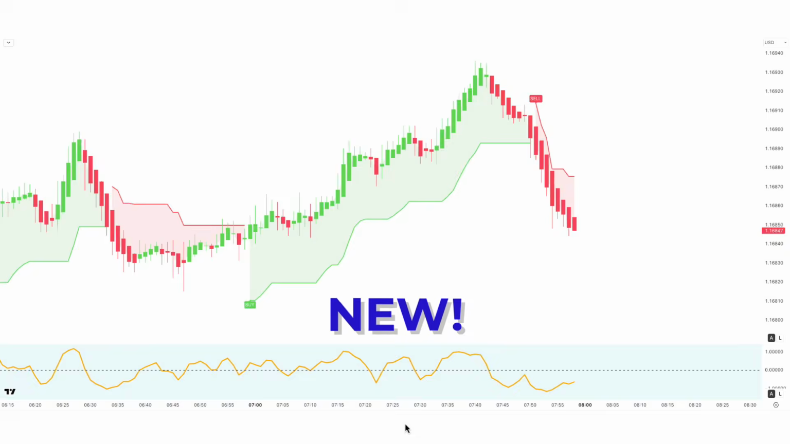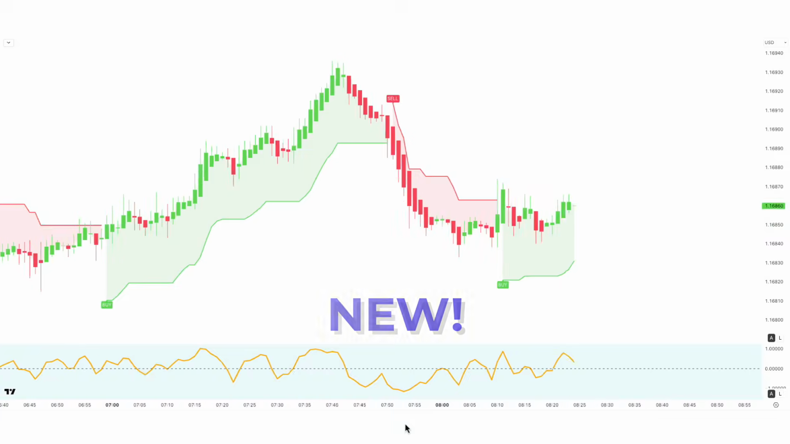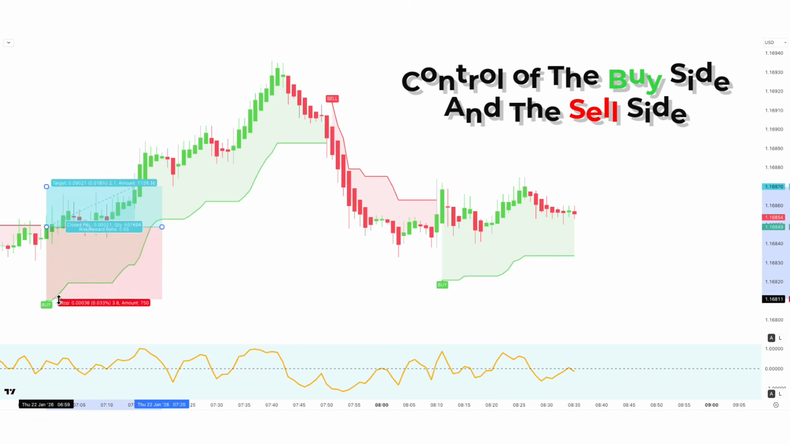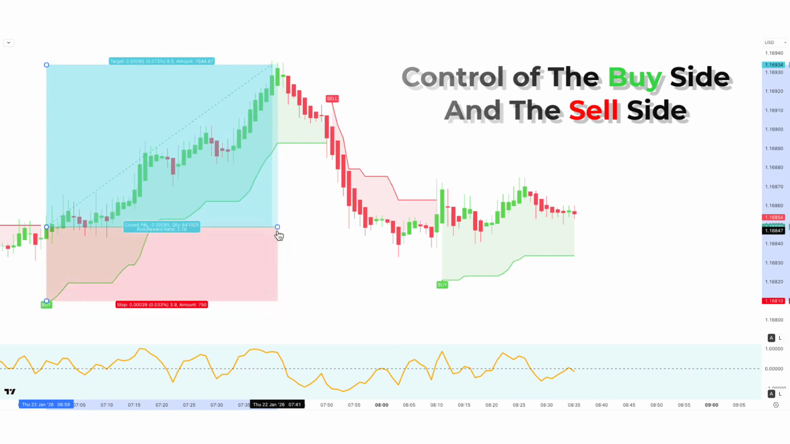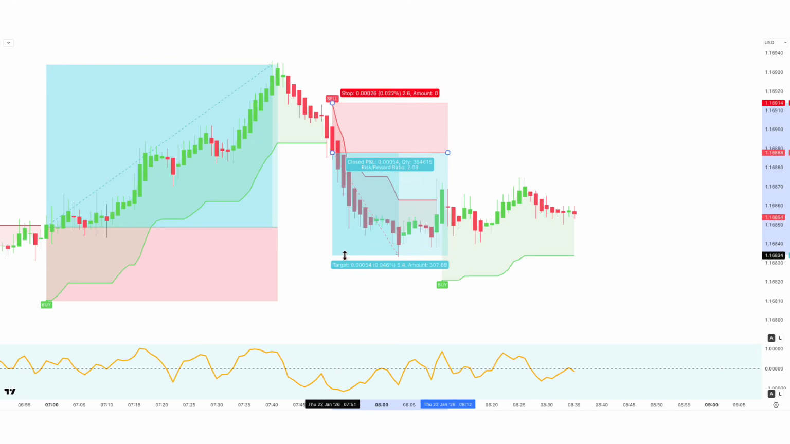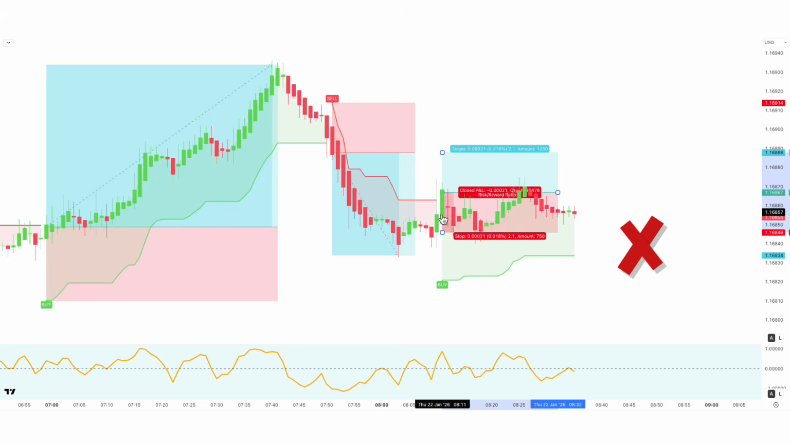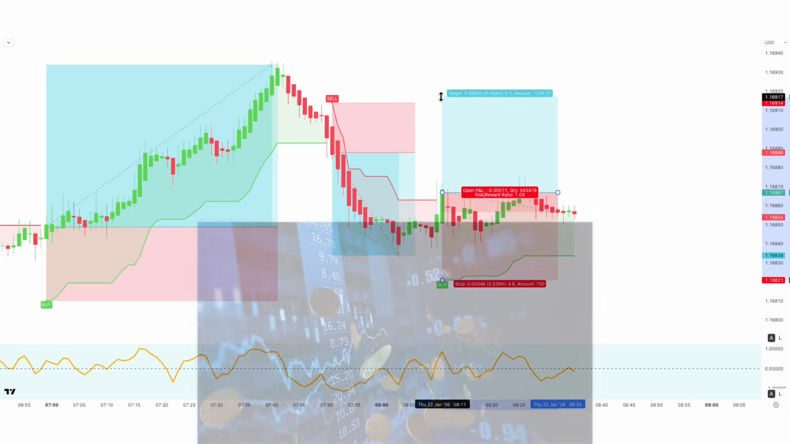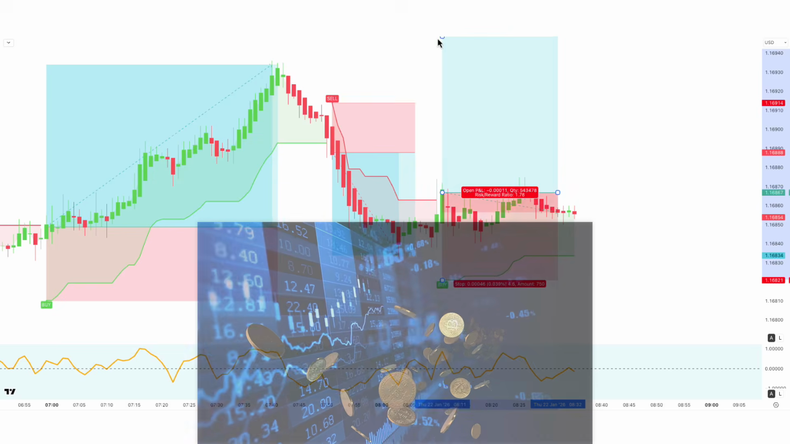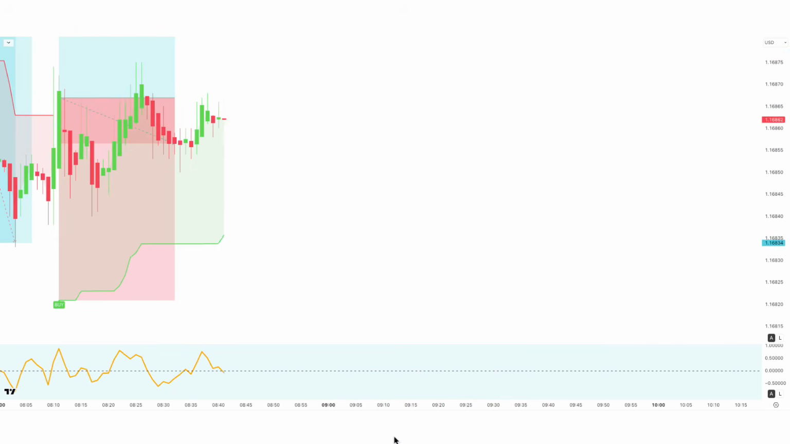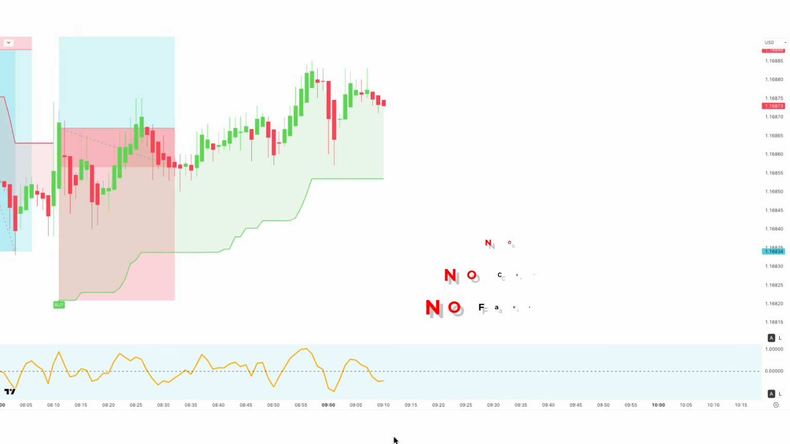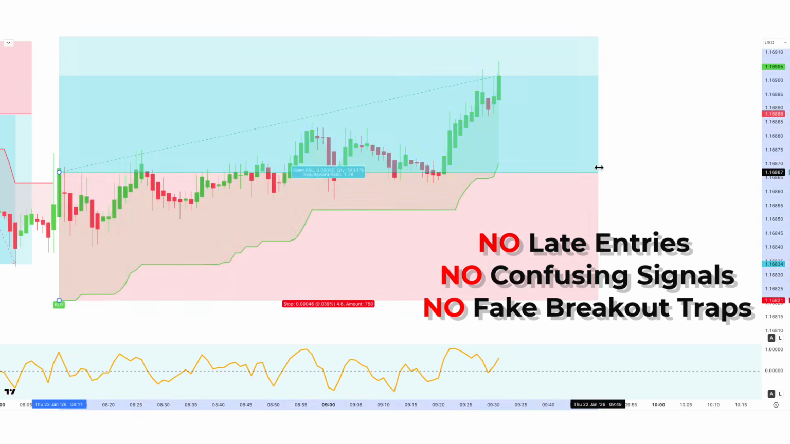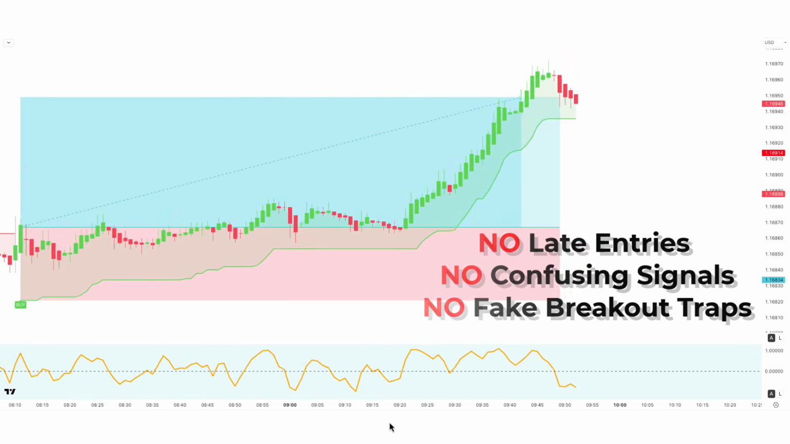In this video, you'll see a new TradingView indicator that clearly shows the control of the buy side and the sell side, while other traders are just watching the candles. This indicator doesn't guess. It reads the actual behavior of the price, where strong moves begin. This includes no late entries, no confusing signals, and no fake breakout traps.